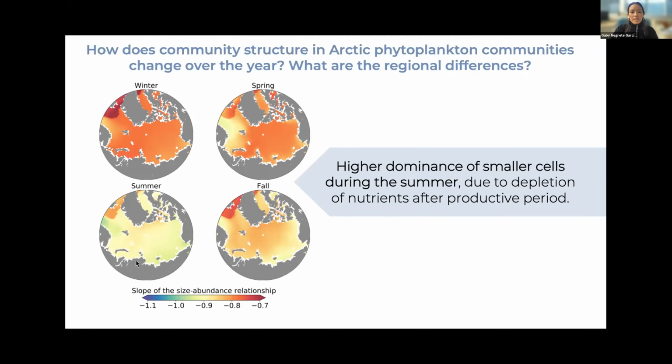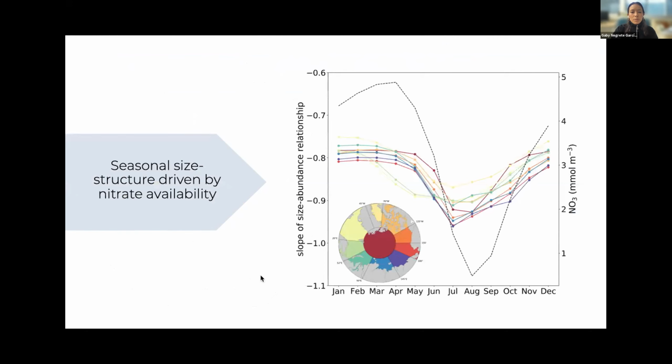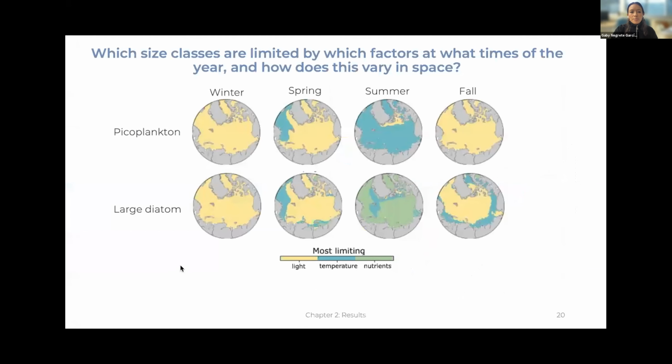And so you can see that there's a higher dominance of smaller cells during the summer, which could be due to the depletion of nutrients after the productive period. And this can be better explained by plotting the slope of the size abundance relationship in every region of the Arctic throughout the year with nitrate concentrations. And you can see that the more negative slopes tend to be consistent with lower nutrient concentrations during the summer, showing that the seasonal size structure is driven by nitrate availability.